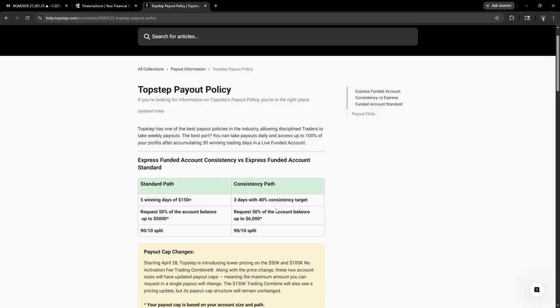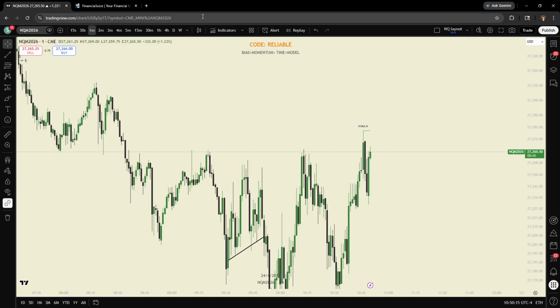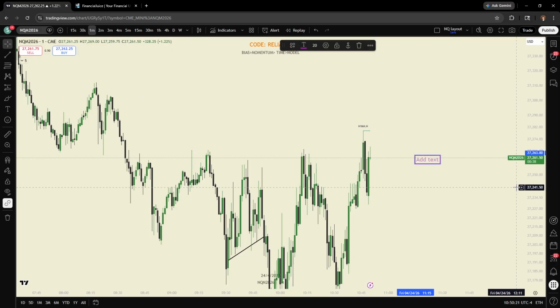But they're really just the same as everyone else. They're just copying Lucid and Tradeify. Honestly, I don't really mind the update. This is pretty much Top Step, right? It's 5 days of 150, and then no buffer. There's no consistency on funded, right?